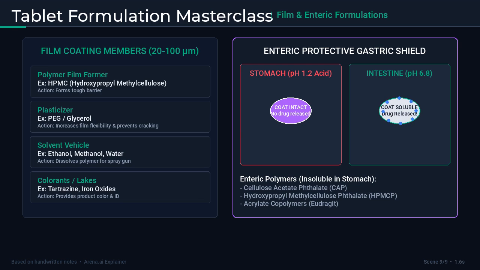Finally, modern film coating applies a thin polymeric membrane. Formulations use polymers like HPMC for standard protection and plasticizers like polyethylene glycol to prevent film corner cracking. Enteric polymers, such as cellulose acetate phthalate and Eudragit, resist stomach acid, dissolving only in the alkaline environment of the small intestine to release the drug safely.